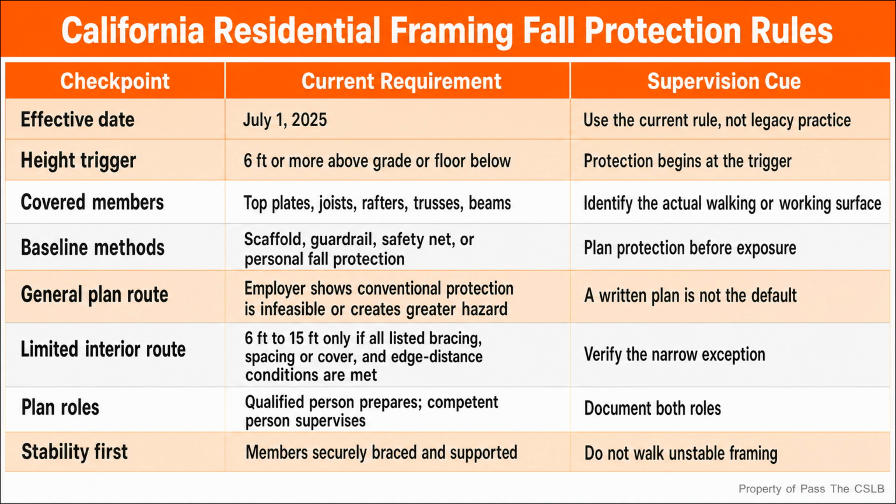Fifth, I check bearing. I remember 1 1/2 inches on wood or metal and 3 inches on masonry or concrete. Then I verify the member, connection, and plan condition, rather than turning a minimum into a complete design. Finally, I check the people and the sequence. At 6 feet or more on the covered residential framing members, the current fall protection rule is active. The framing must also be braced and supported before employees walk or work on it. I want the protective system ready before the exposure exists, not discussed after someone is already on the top plate.